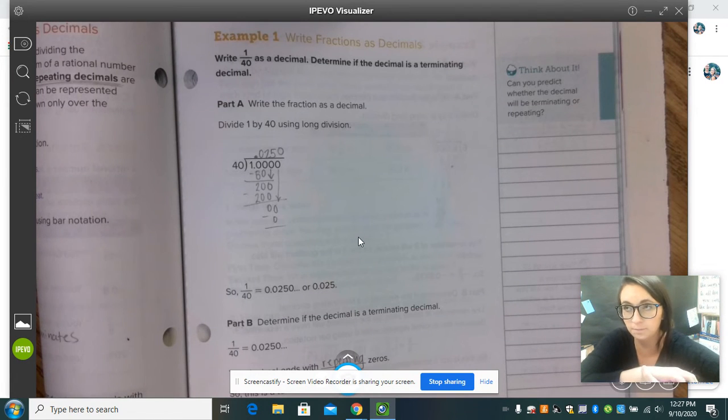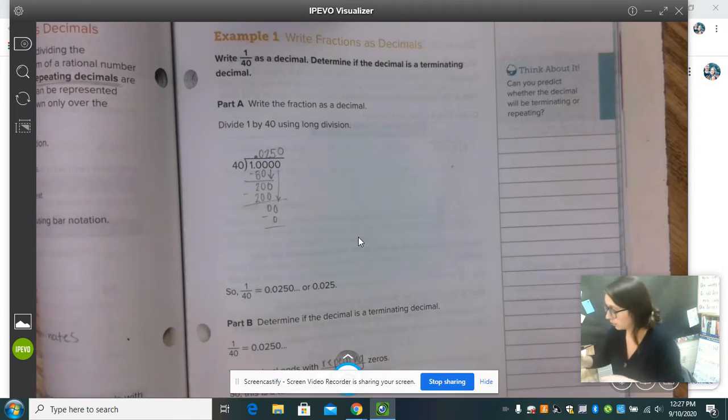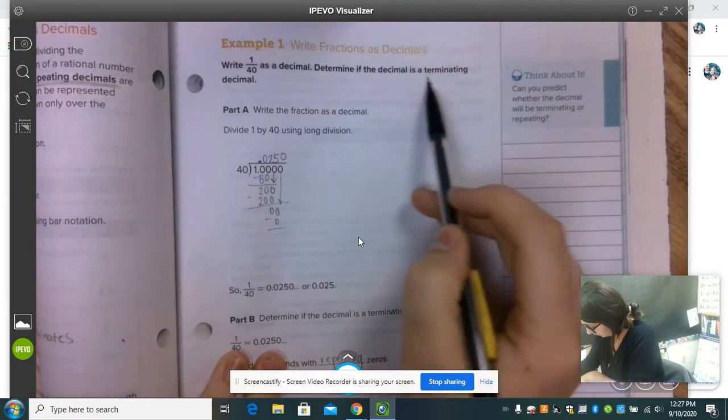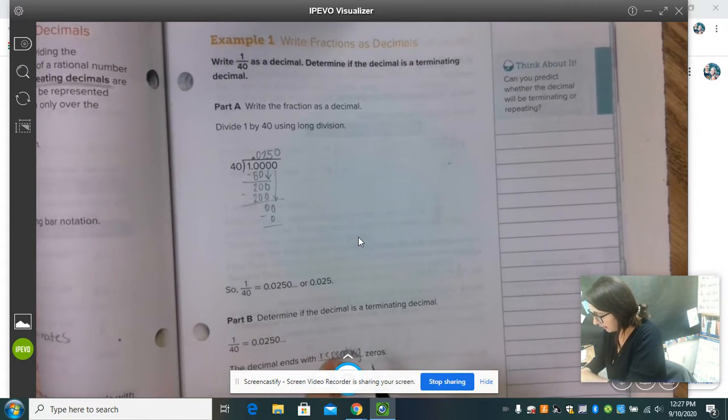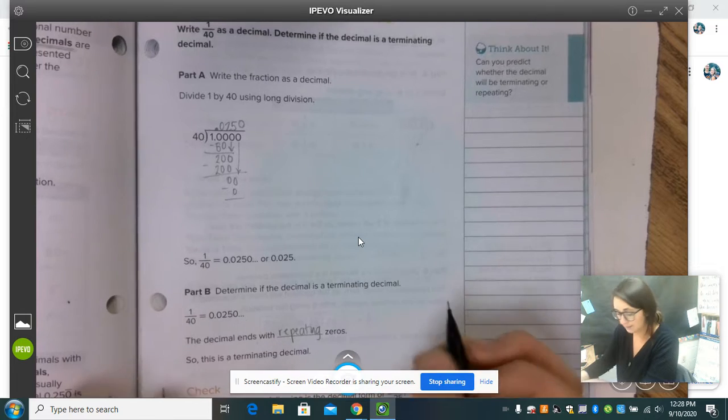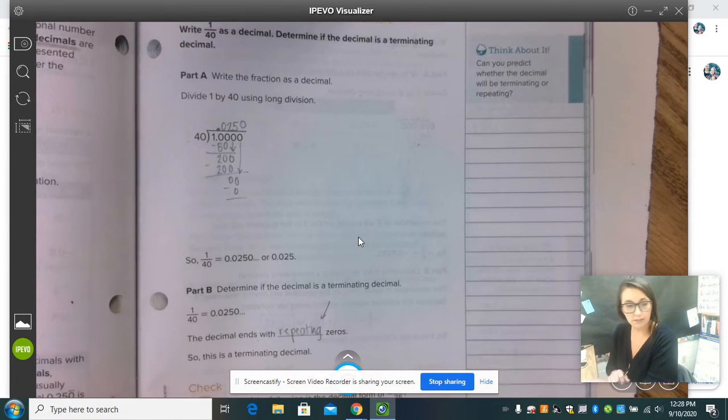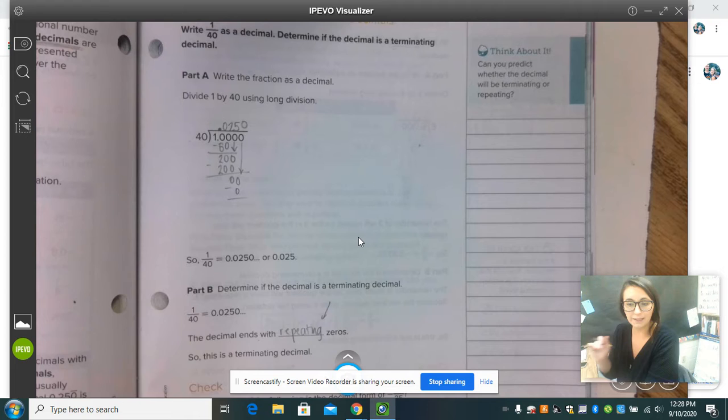So it seems like on your exit ticket yesterday there was a little confusion about terminating decimals versus repeating decimals. So we're going to walk real quick back through example 1 and example 2, and I'm going to go over those two checks, okay? A terminating decimal is a decimal that ends. Here it says we have a repeating 0. Remember yesterday when I was doing that division, if I have a repeated 0, that means that decimal ends. It terminates. It stops.